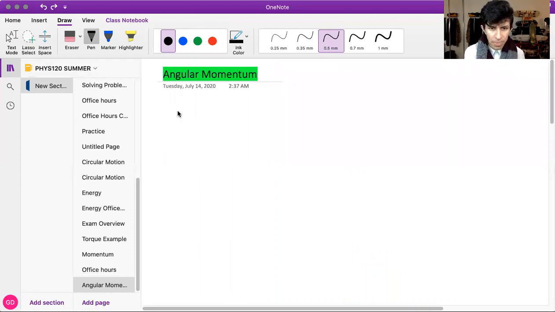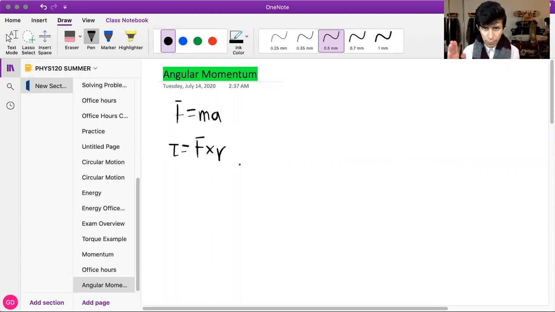So with force, we have mass times acceleration. And torque is defined, we talked about torque in terms of force cross radius, right? Because you have the distance from where the force is that's causing that. You can also define torque in a different way.